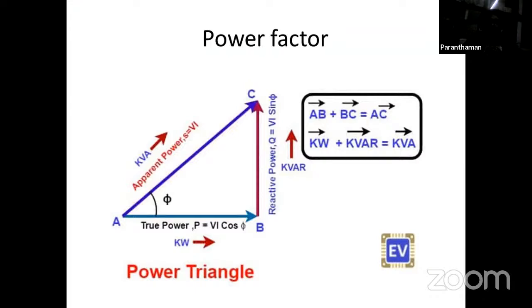KVA into cos phi gives us the true power. That is the power consumed. The reactive power is VI sin phi. We may not be using it. In some calculations, we will be using it. The questions will be given as real power and apparent power, we may have to find the cos theta, then we will divide true power by apparent power and we will get cos phi. They will ask in 1 or 2 marks.